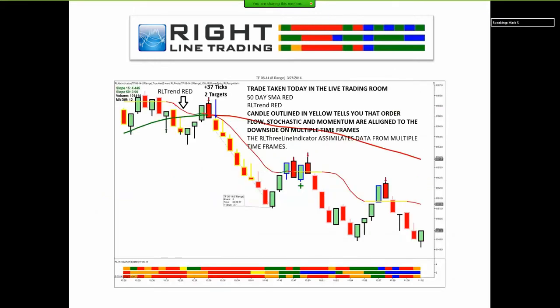And here we go again. This was a trade we did take in the room. 37 ticks to the downside. Break of the 15, break of the 50, with order flow, stochastic, and momentum. Went down. We scaled it at 37 ticks.